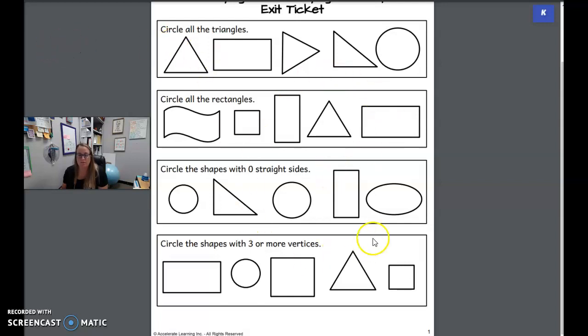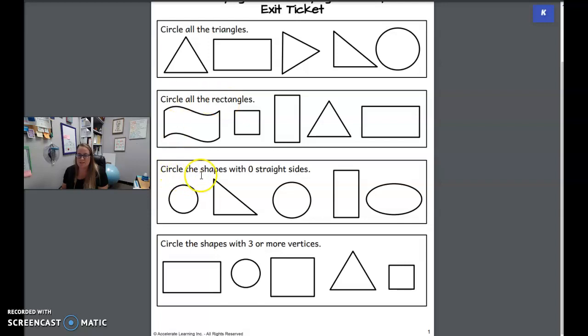Today you are going to have this page. The first thing it says is in this box to circle all the triangles. So you're going to circle all of the triangles. The second box says to circle all the rectangles. Be careful because we know that a square is a special kind of rectangle. So if you see any squares, you need to circle them too.